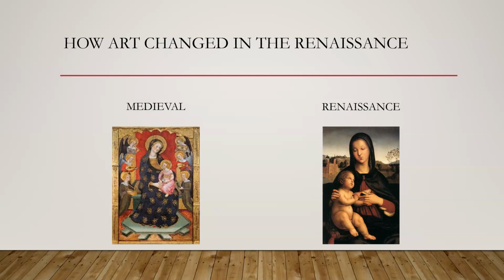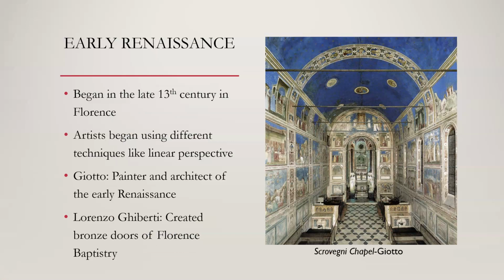So here we see kind of a quick example of some differences between medieval and Renaissance painting. We see the same scene, Madonna and Child. On the left, however, it is more two-dimensional, flat composition, whereas on the right we see some linear perspective, some light and shadow, so kind of a more realistic portrayal of the subject matter.